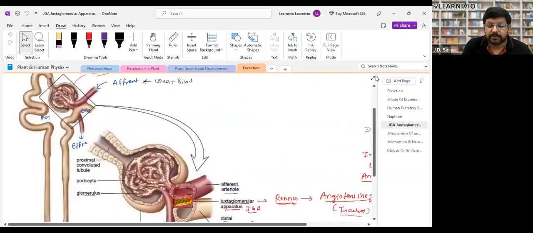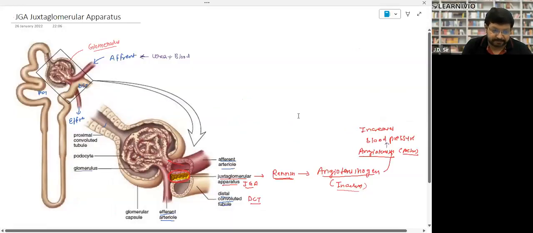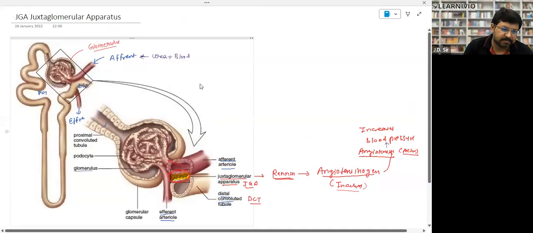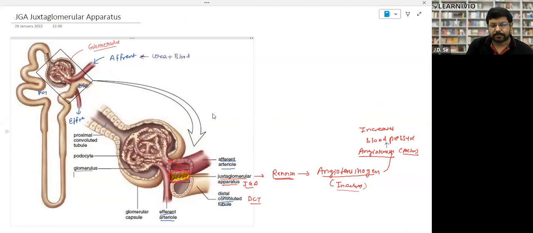Again, one of the most important parts: the juxtaglomerular apparatus. The role of renin and the role of angiotensinogen have been asked multiple times. I can't tell you how many times they have been asked. Now, what is JGA? Juxtaglomerular apparatus, right?